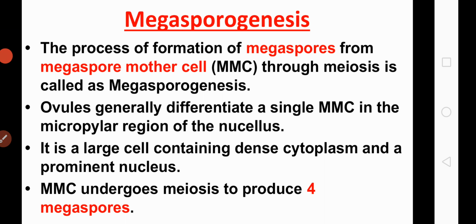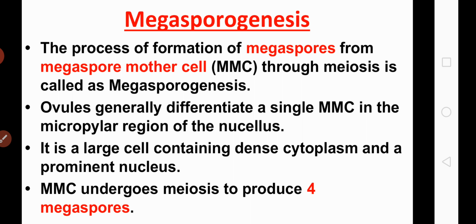Now we'll move on to the next concept, that is megasporogenesis. The process of formation of megaspores from the megaspore mother cell through meiosis is called megasporogenesis. So once again I'll repeat the definition. Megasporogenesis is the process of formation of megaspores from the megaspore mother cell through meiosis.